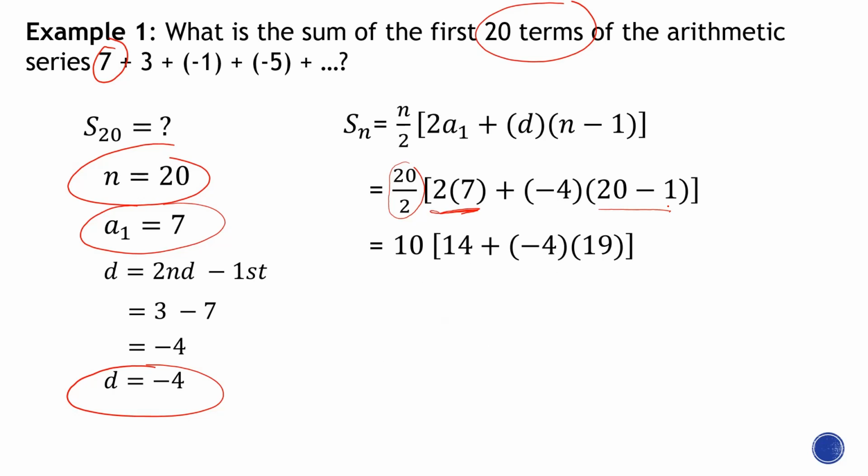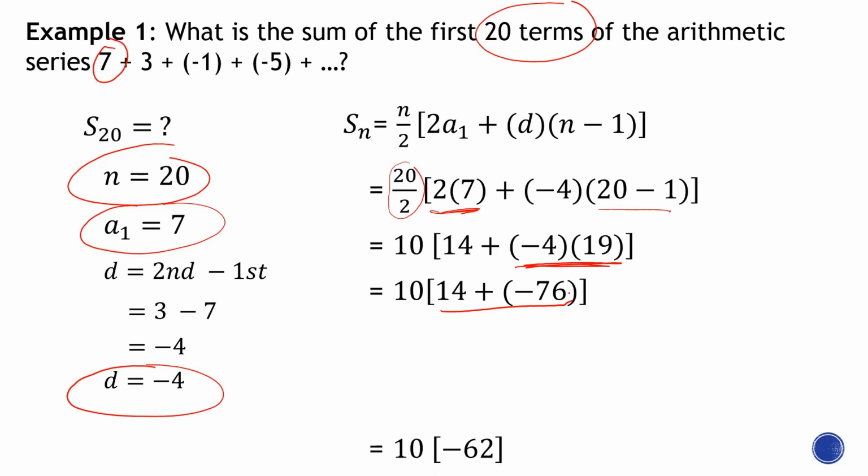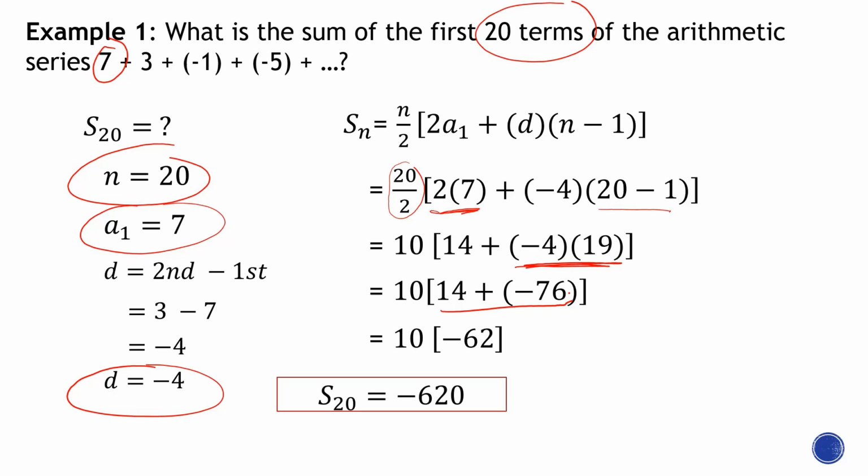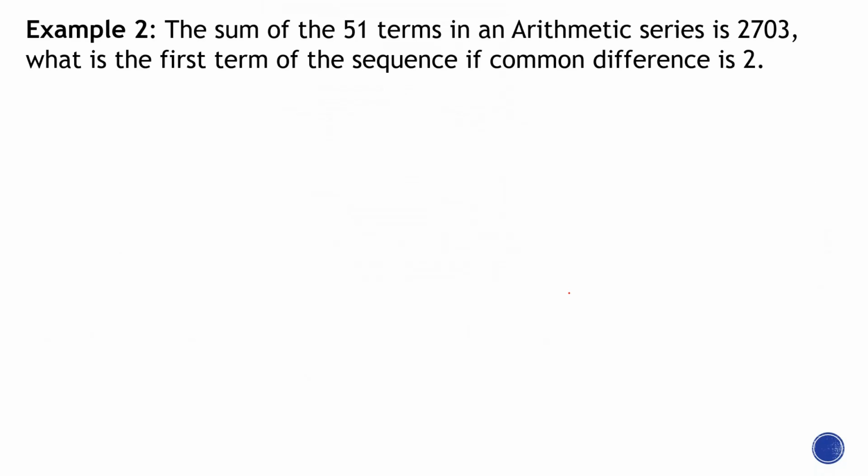Okay. Next is, let's just solve this. -4 times 19, that's -76. And then add that to 14. But since they have different signs, we will subtract them. And the result is -62. And then finally multiply 10 and -62. The answer is -620. Okay. Let's go to the next example.